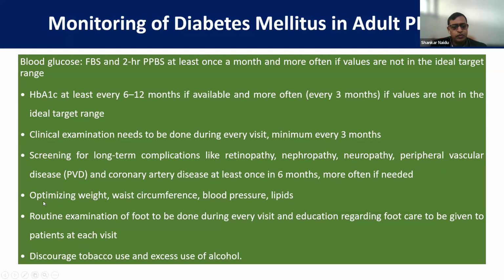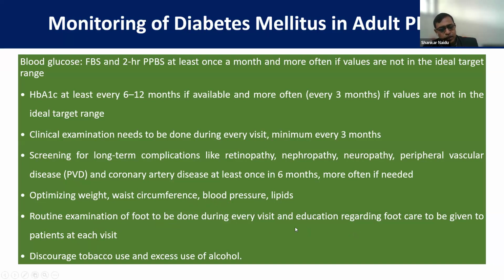We should also encourage all these patients to optimize their weight and maintain it with a BMI target of between 18.5 to 23. And also we should ask them to control their blood pressure and dyslipidemia to prevent various complications. Then routine examination of foot. This is again very important because most of these patients with uncontrolled diabetes can develop diabetic foot, resulting in ulceration and secondary infection. So routine examination of foot is to be done during every visit, and education regarding good foot care should be given to patients at each visit.